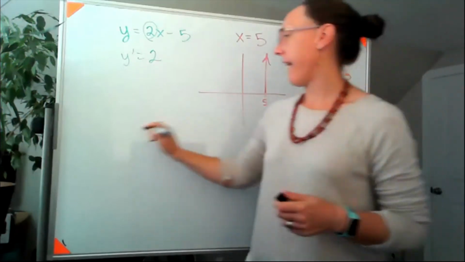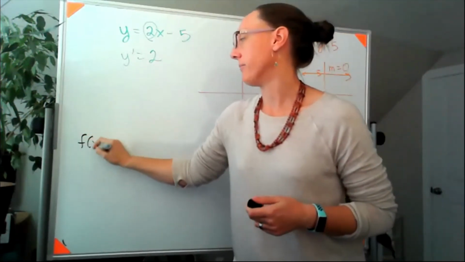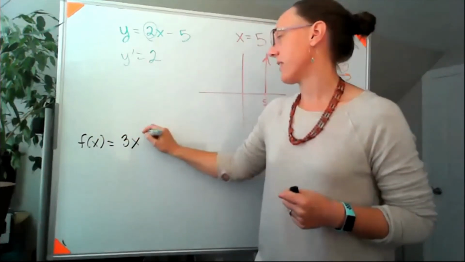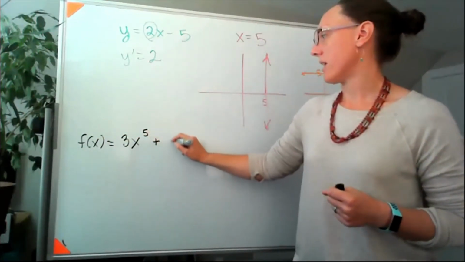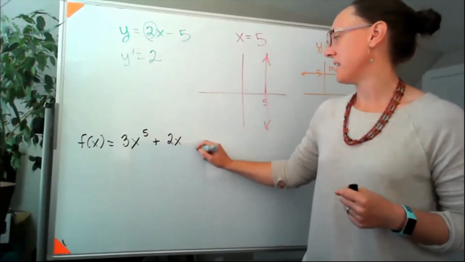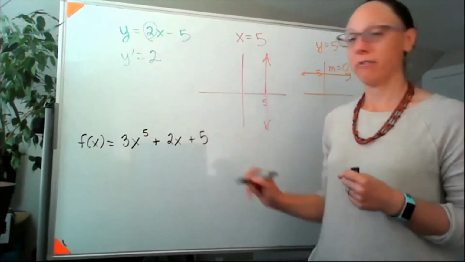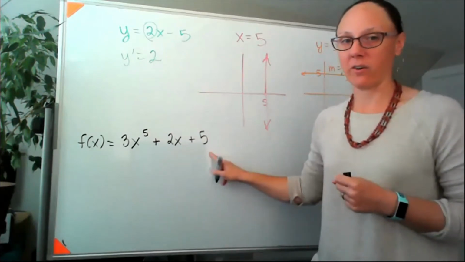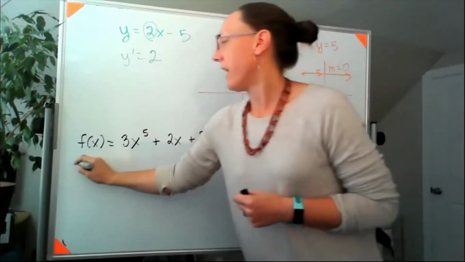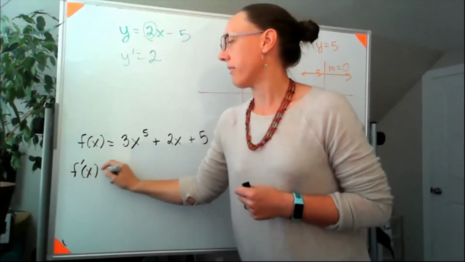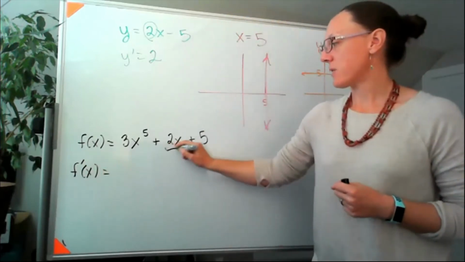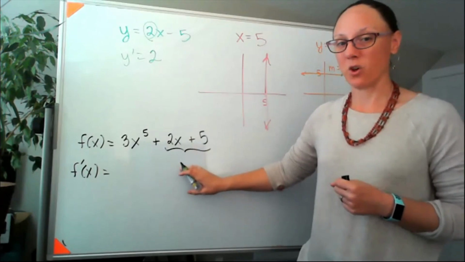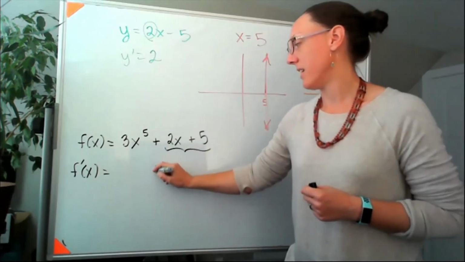So if I had a function that was 3x to the 5th plus 2x plus 5, I have this linear piece out here. If I asked you to find the derivative, then this piece out here, that's a line, and we already know what the slope of this line is.